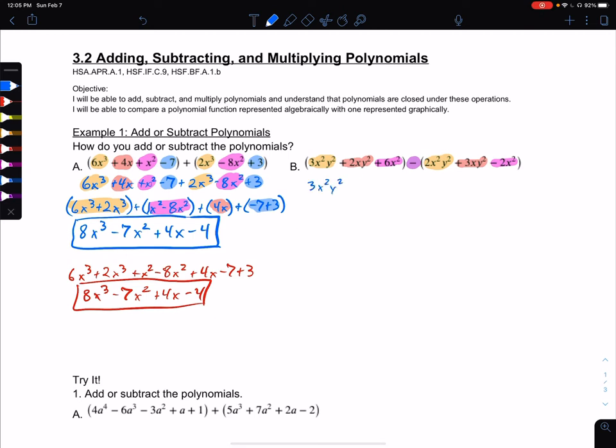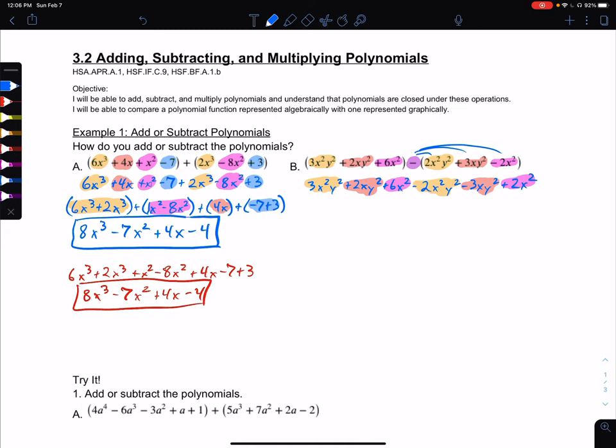So 3x squared y squared plus 2xy squared plus 6x squared. Now, since it's subtraction, that subtraction sign needs to be distributed to everything. So it's going to be minus 2x squared y squared minus 3xy squared, and then plus 2x squared. Again, I'm going to highlight the ones that match up. Just helps me keep track of them. Obviously, we don't always have that convenience when writing this by hand with pen or pencil, unless you have a lot of highlighters. So I'm going to combine them.